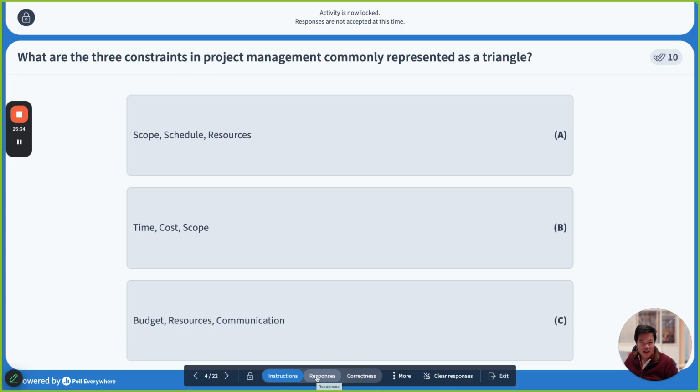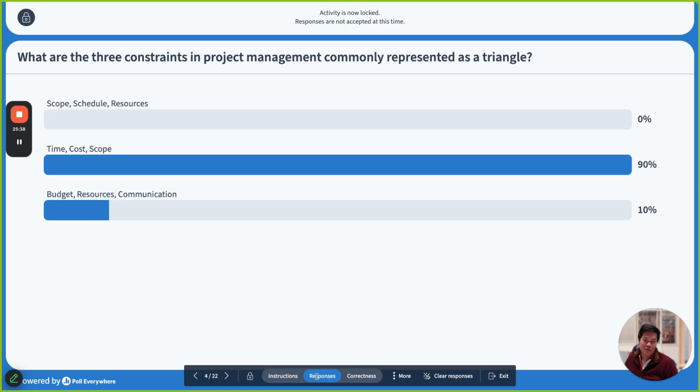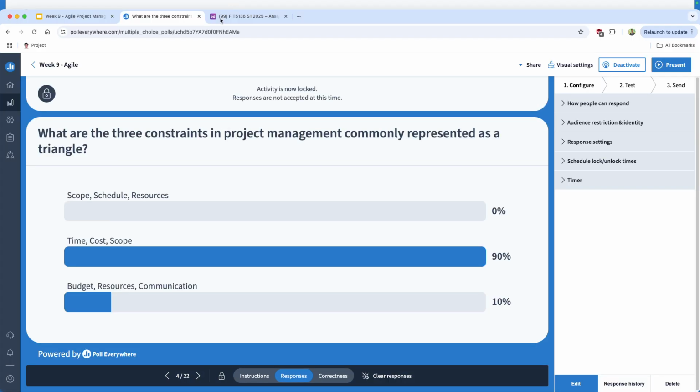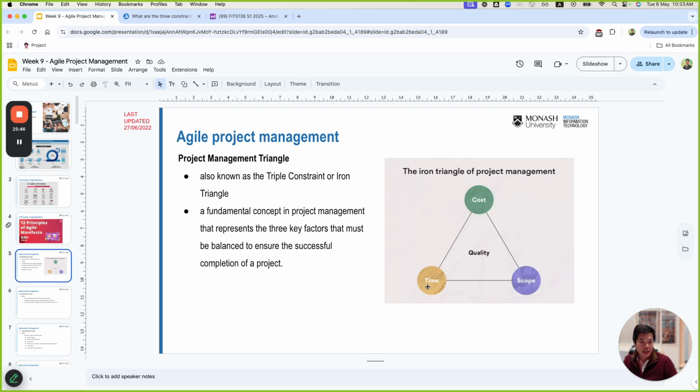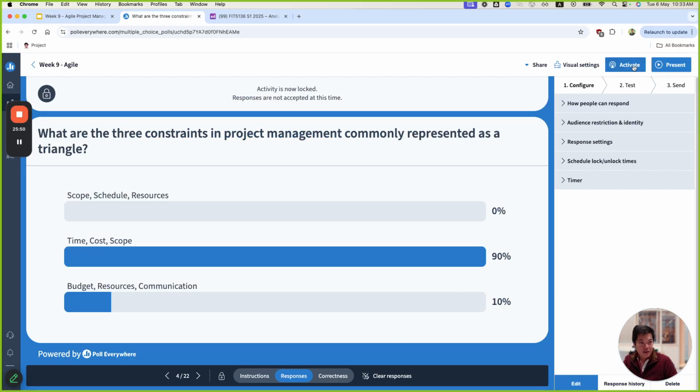So the right answer should be B. Time, cost, and the scope. It's not the budget, resources, and the communication as presented here. Time, cost, and the scope. That's the triangle. All right, next.